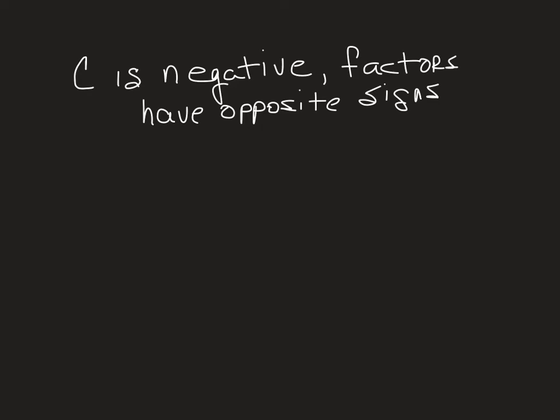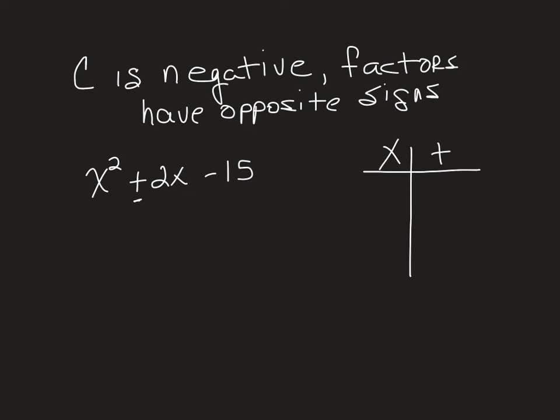Okay, let's look at x squared plus 2x minus 15. All right, so we're going to have opposite signs. And since this is a plus, the larger factor is going to have the positive. So let's look at some factors of 15 that when I add them together would give me 2, or factors of negative 15 that when I add them together would give me 2.